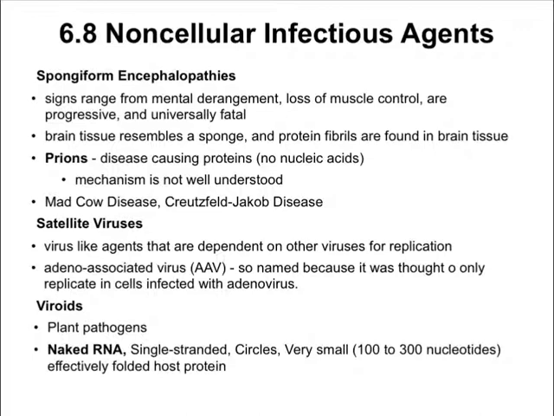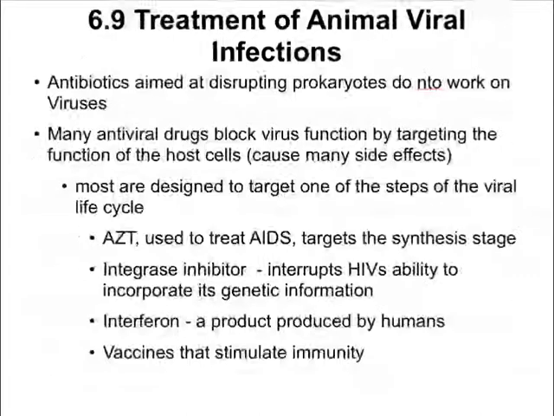Satellite viruses are other infectious agents. These viruses seem to be dependent on other viruses for their replication. The adeno-associated virus was so named because it was thought to only replicate in cells that were affected with adenovirus. There are some plant pathogens, or viruses, that are really tiny. They're usually naked RNA, single-stranded circles, and they're really small. And somehow they seem to be able to fold the host's proteins. Again, some anomalies that you might explore further for final projects.